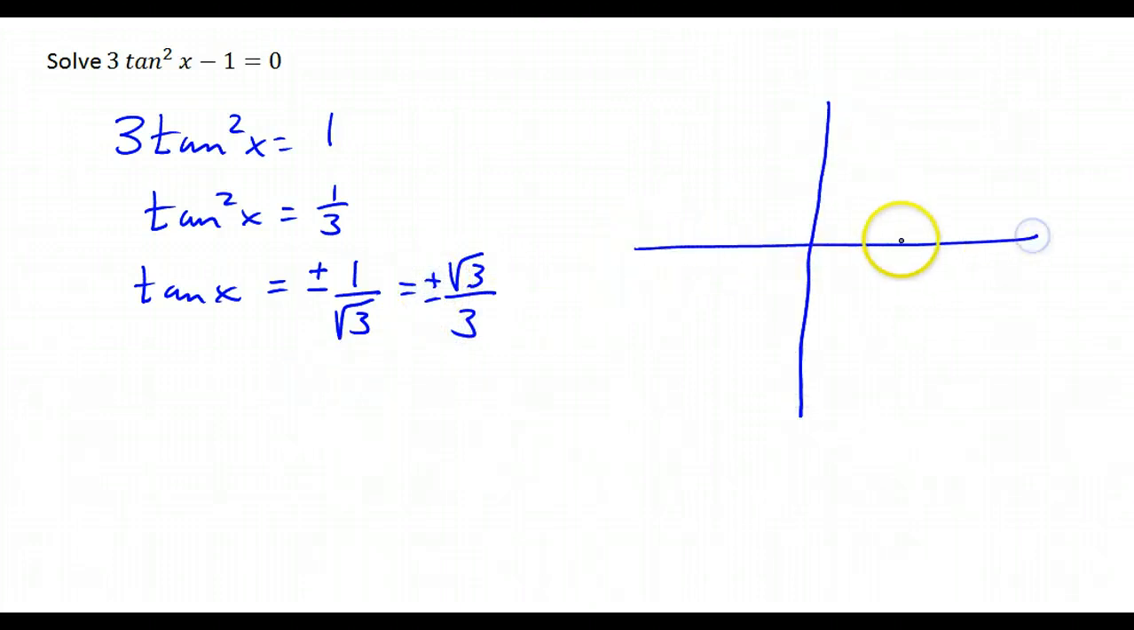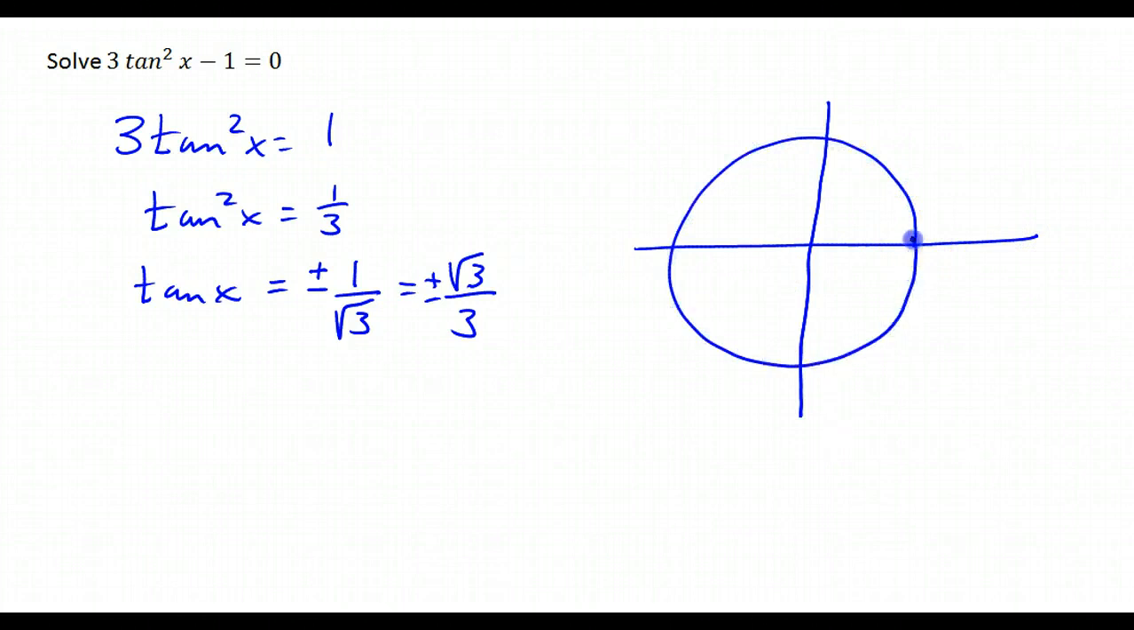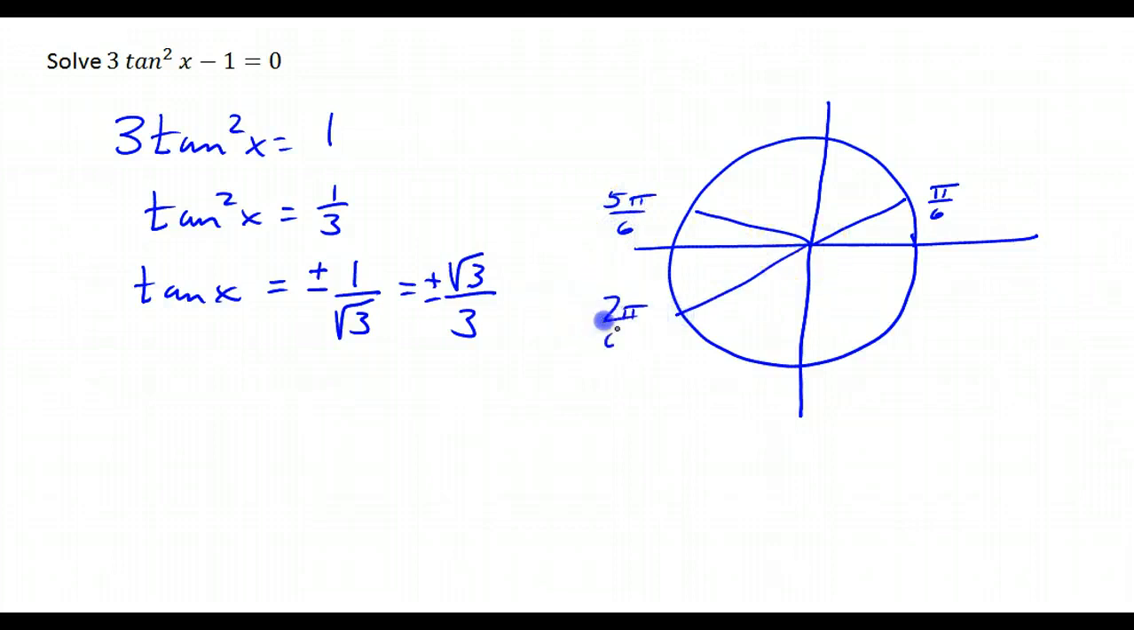Since tangent is both positive and negative, we're going to get answers in every quadrant. Tangent of x is equal to root 3 over 3 at our pi over 6 angles. So that's the first quadrant, 5 pi over 6 in the second, 7 pi over 6 in the third, and 11 pi over 6 in the fourth. Now let's take a look at this. If I do pi over 6 plus multiples of pi, that's going to pick up the 7 pi over 6 as well. And then if I do 5 pi over 6 plus multiples of pi, that's going to pick up my 11 pi over 6.